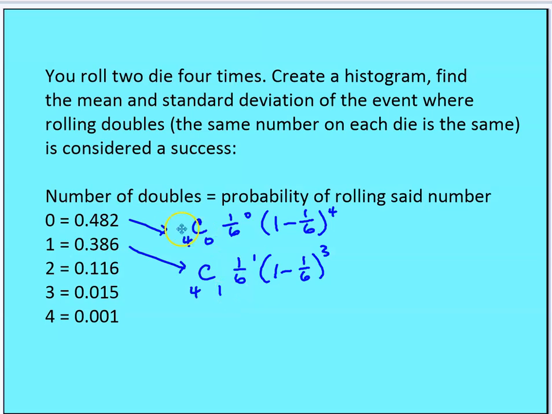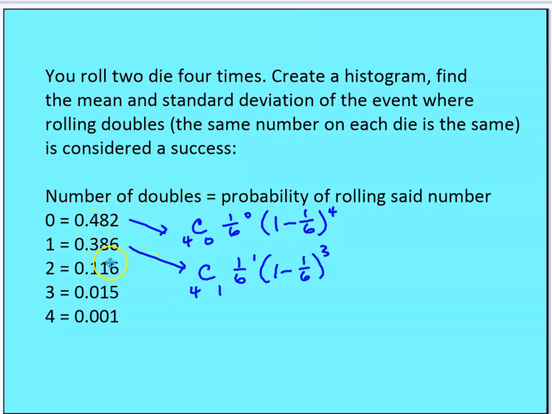All right, so let's go through again the binomial distribution here. I've done all the work and given the answers, but this is the work, and you can also do this, at least in part, in your calculator. So I have a combination of 4 with 0 successes. Probability of success is 1/6 to the power of 0. 1 minus 1/6, the complement, to the power of 4 brings me 0.482.